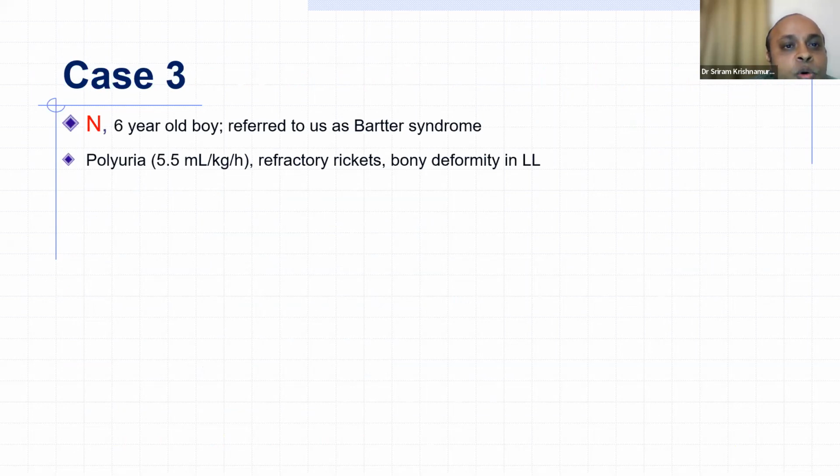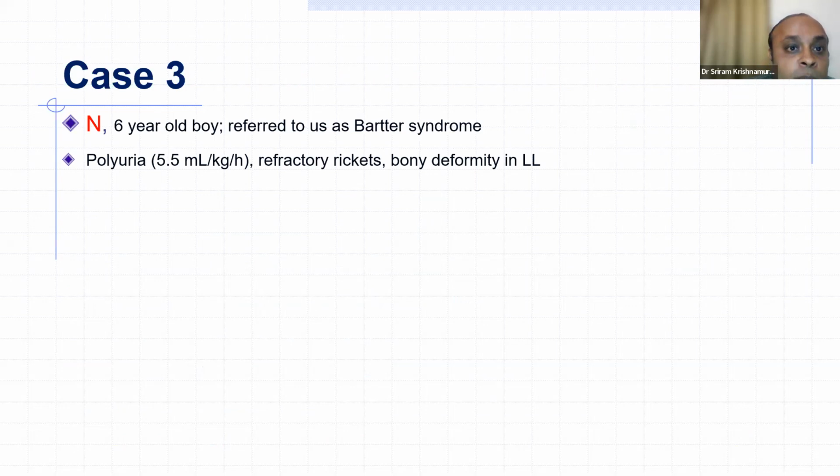Why? Because he had hypokalemic metabolic alkalosis from another hospital. He was found to have polyuria. He was found to have rickets. Now, rickets is reported in Bartter, but it's not a very common feature. It's an atypical feature. It's not seen in all of them, but it is reported, but it's not so common.